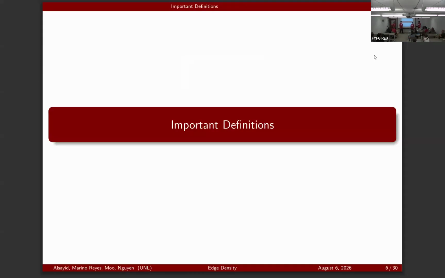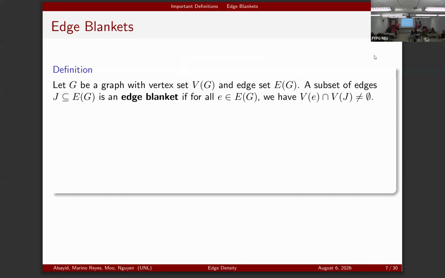And so moving on to important definitions. One of our more technical terms is edge blankets. What are they? The rigorous definition is this. You let G be a graph with a vertex set and an edge set. A subset of edges defined by J is an edge blanket if for any particular edge in that edge set, the vertex set of that particular edge intersects with the vertex set of your subgraph.